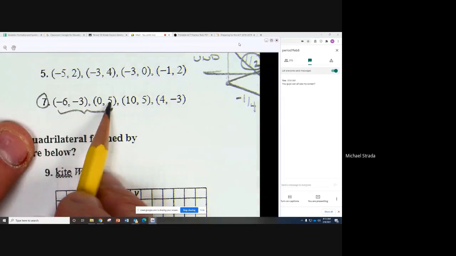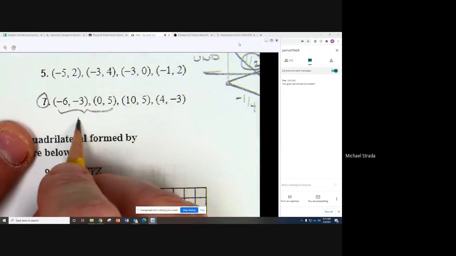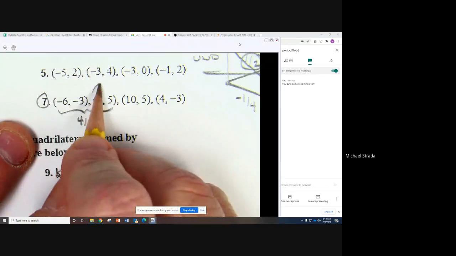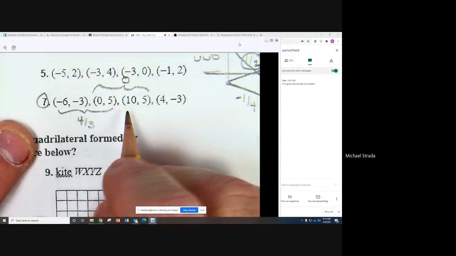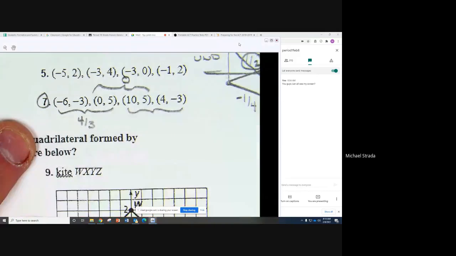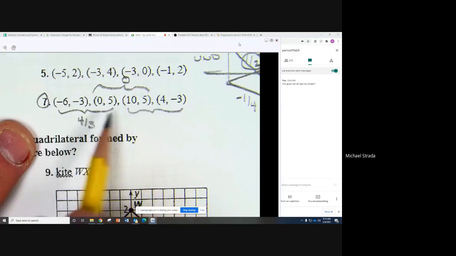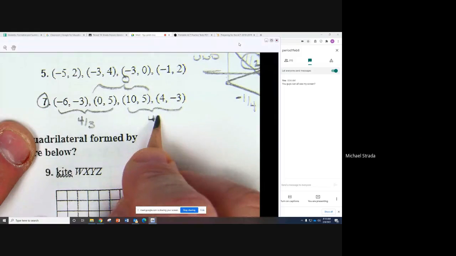So -3 up to 5 is going 8. From -6 to 0 is going over 6. So that has a slope of 4/3. 0, 5 to 10, 5 goes up 0 and over 10, so that has a slope of 0. That's a horizontal line. From 10, 5 to 4, -3 is going over 6, and up 8, so that is also 4/3.